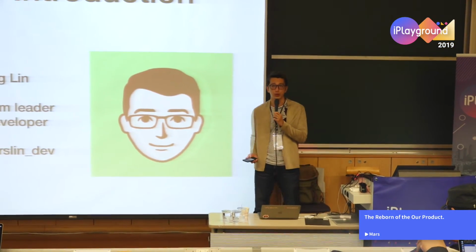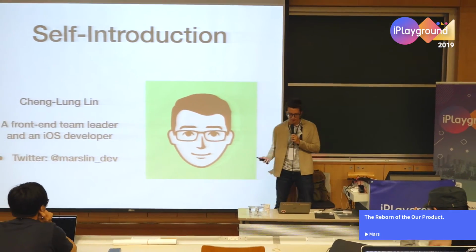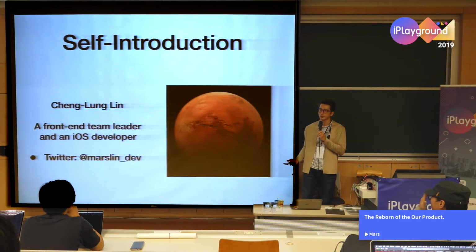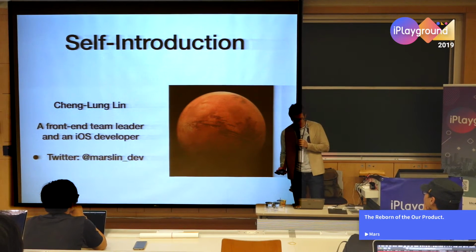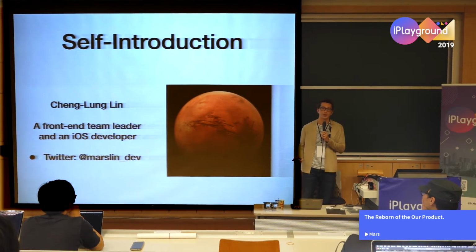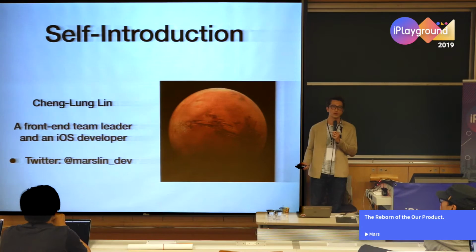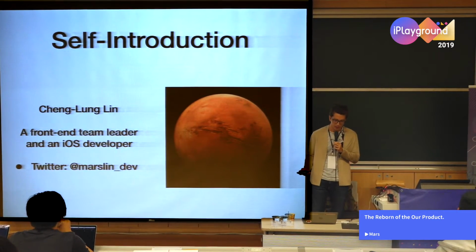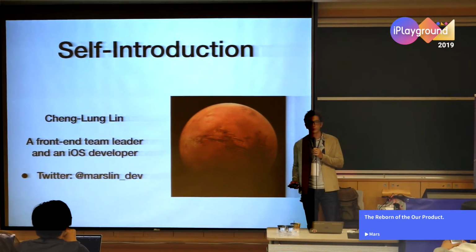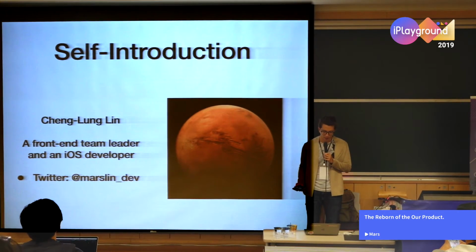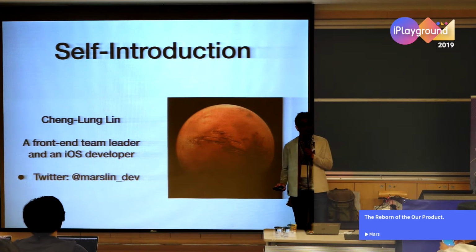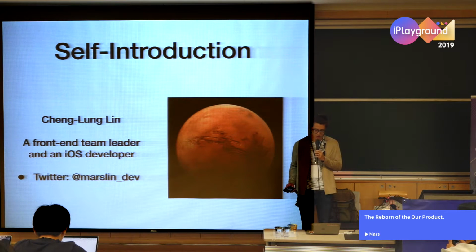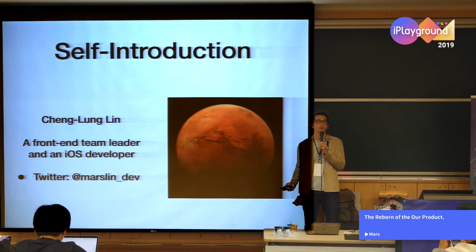First, I would like to introduce myself. My name is Chen Long Lin, and my English name is Mars, just like the planet. I am the front-end team leader at a company with a staff of almost 17 people. And I have been a software developer for almost 10 years. I'm also interested in learning clean code and clean architecture, and then applying it to my current product.